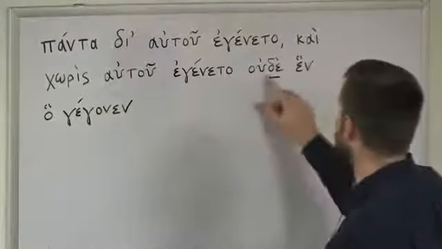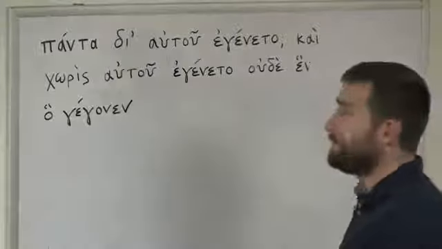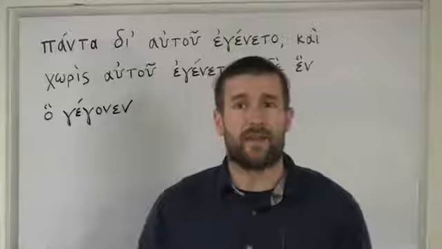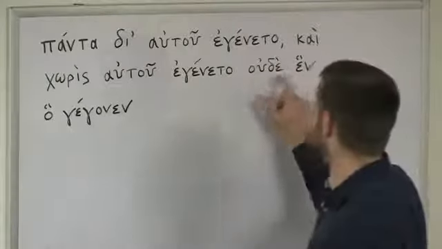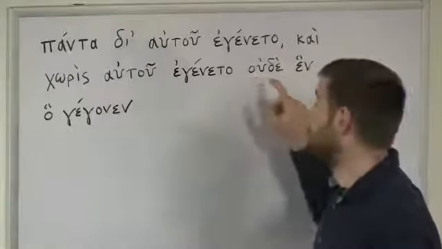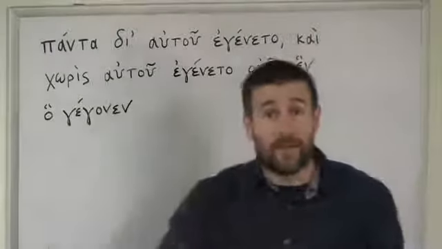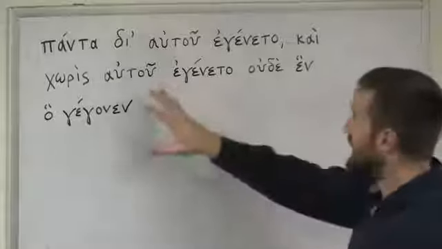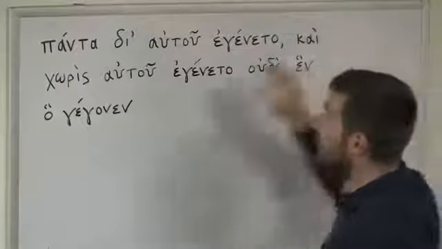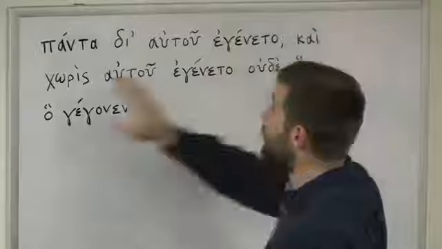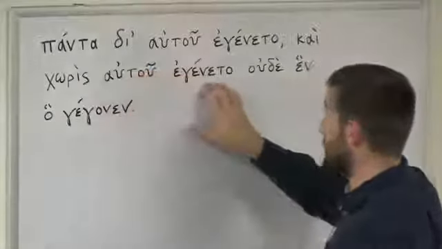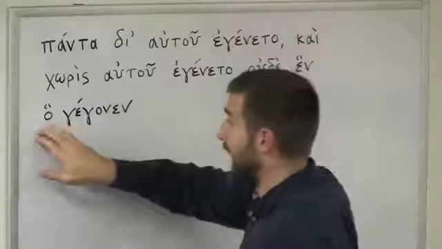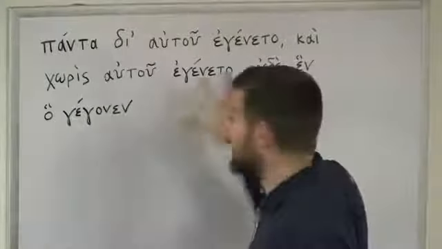So when you put the two together, "not" and "but" or "and," you come up with pretty much three main translations of ουδέ: and not, but not, or not even. In this case, it means not even. So what this is saying is, και χωρίς αυτού εγένετο, and without him was made not even one that was made. Let me explain that last part.